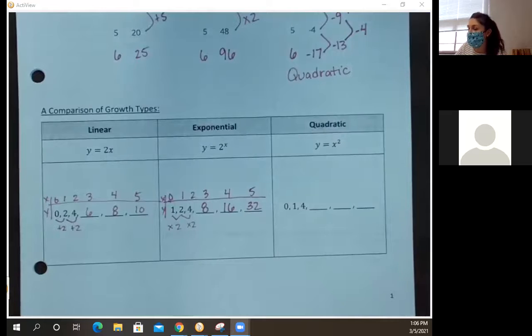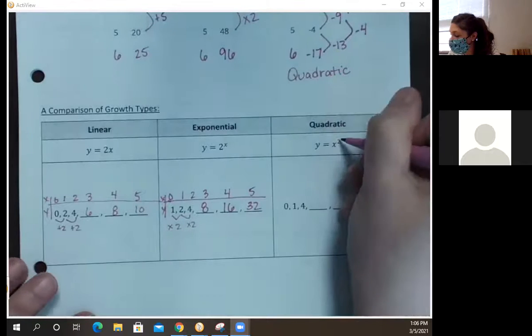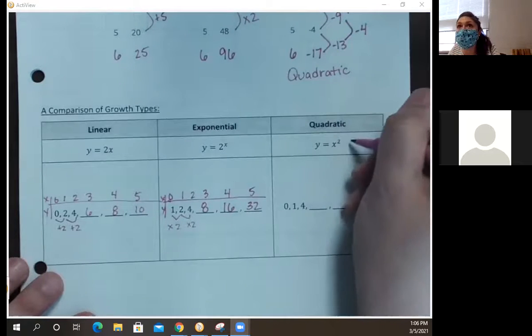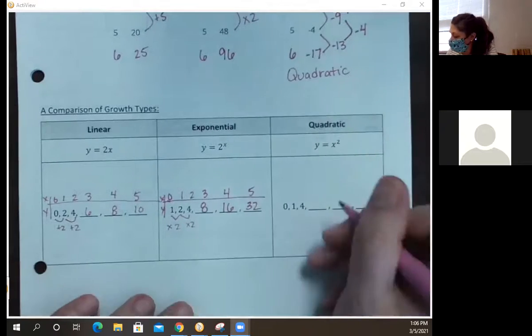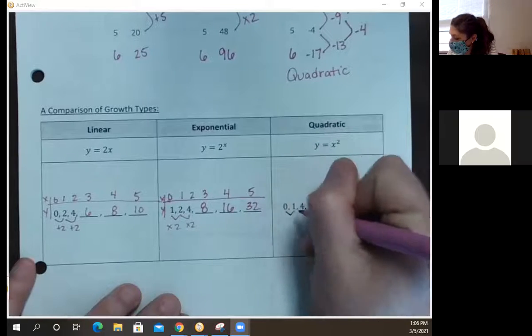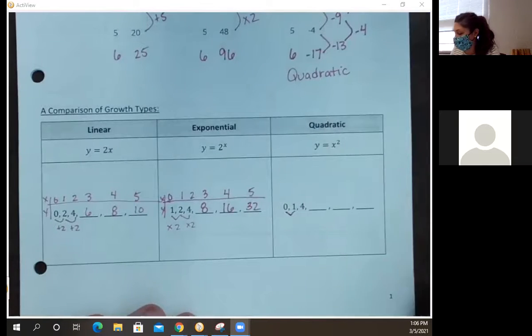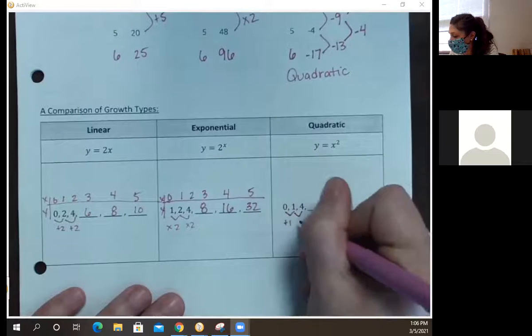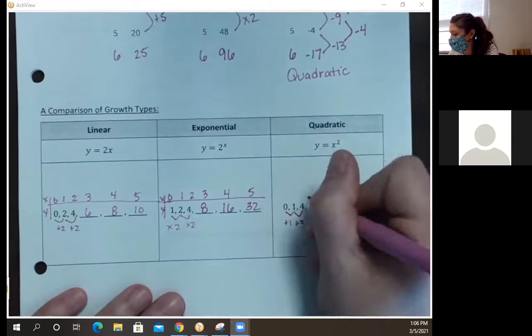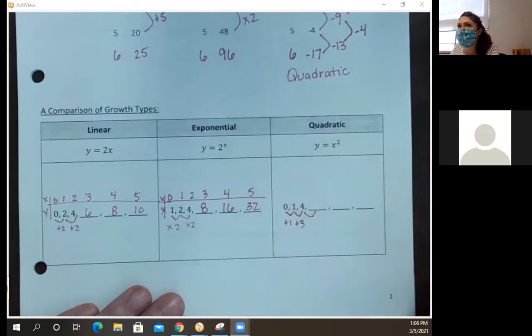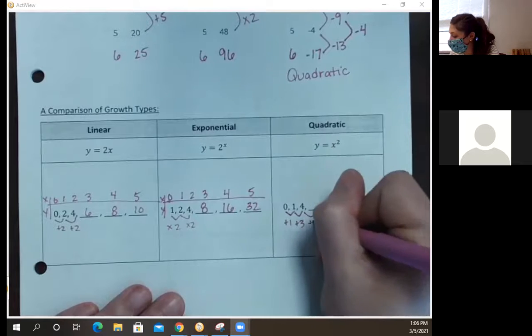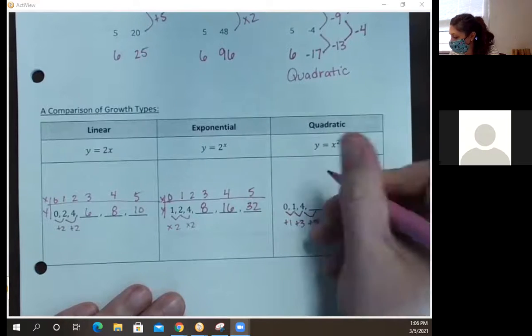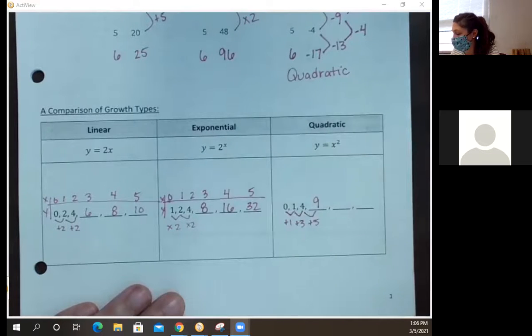Now for a quadratic function, we're looking at something like this, x squared. So if I looked at that pattern to begin with, to get from 0 to 1, I have to add 1. To get from 1 to 4, I have to add 3. So what do you think we would add the next time? 5. I want to add 5. 4 plus 5 would give me 9.